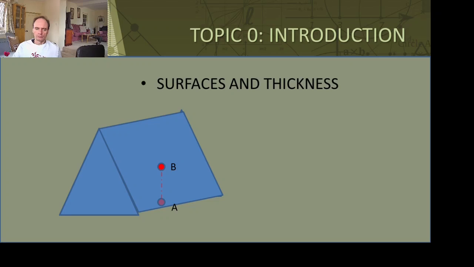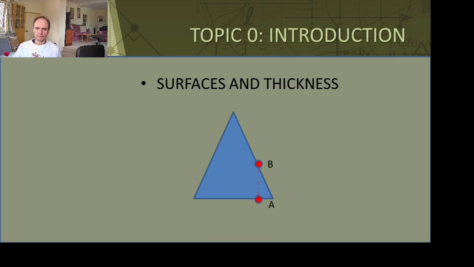If you don't see what I mean, maybe in this drawing you see it more clearly, or even in this one, which is just a frontal view. So we are drawing our perpendicular, we are finding the exiting point, let's say, of the volume, and that's the thickness.